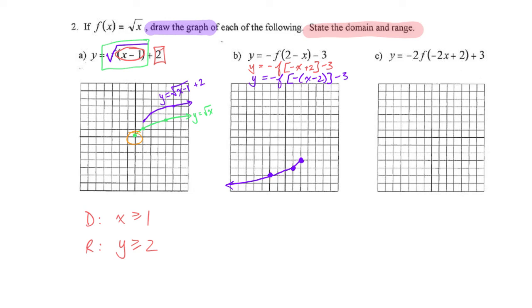Okay, now that we have that, I want you to finish off the problem. Go ahead and state domain and range. So down below, find domain and range. Pause it now. Okay, we should be good.